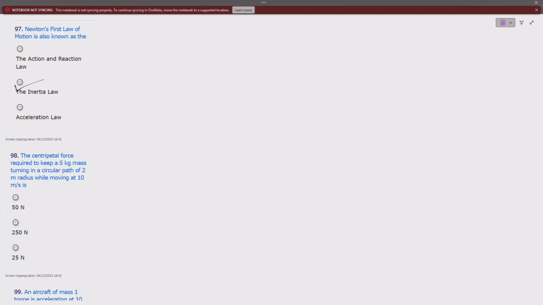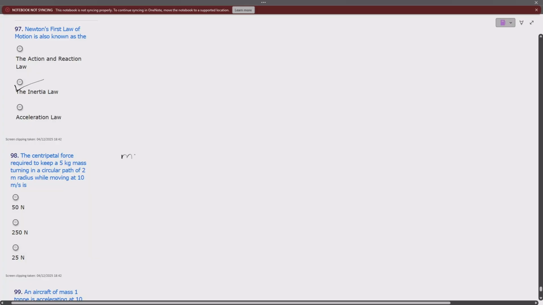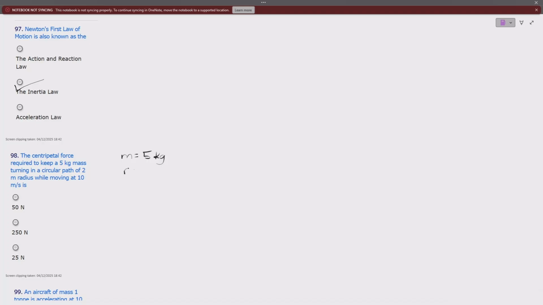98. The centripetal force required to keep a mass of 5 kg turning in a circular path of 2 meters radius while moving at 10 meters per second is. So we have the mass equals 5 kg. We have the radius r equals 2 meters. And we have the velocity at which the mass is moving, that is 10 meters per second.